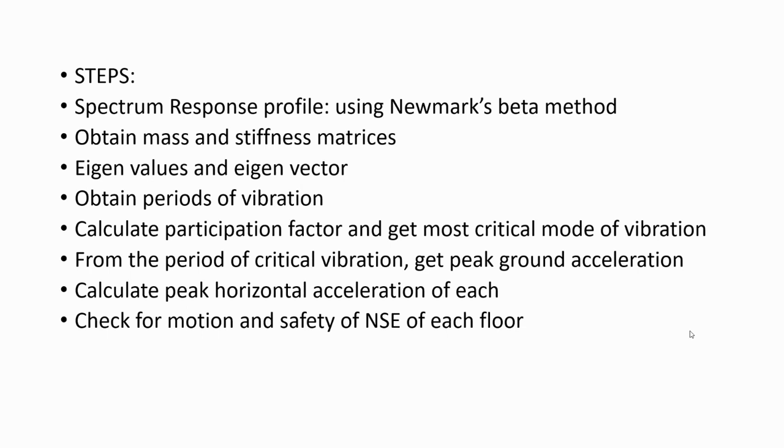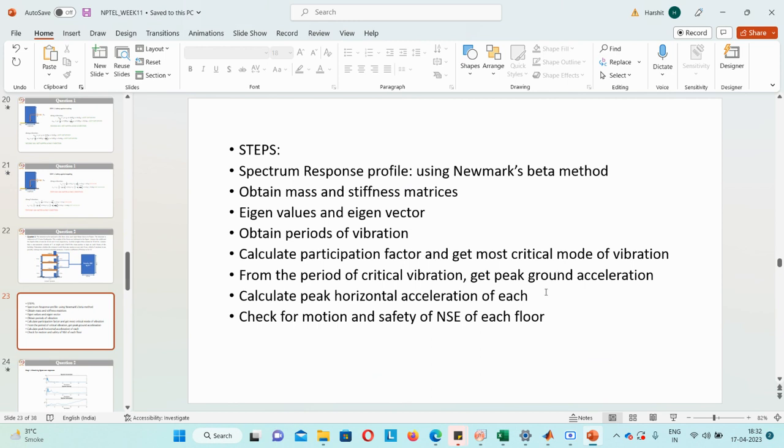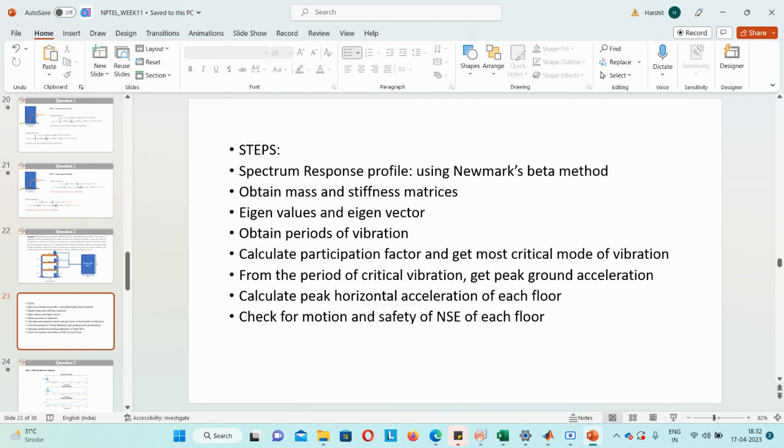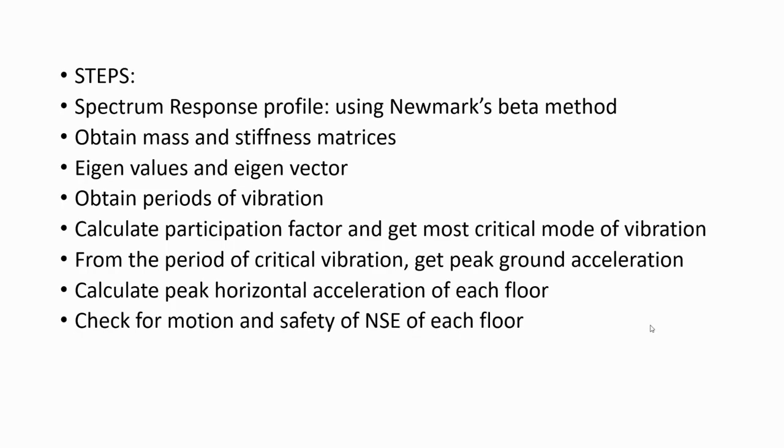So from the period of critical vibration, we will get the peak ground acceleration. Now this is horizontal ground acceleration, but the acceleration of each floor can change. So we will calculate the peak horizontal acceleration of each floor using a standard relationship that I will discuss later on. And then once we obtain the horizontal acceleration of each floor, we'll check for motion and safety of non-structural elements of each floor. So now I will be opening my MATLAB software on my laptop.